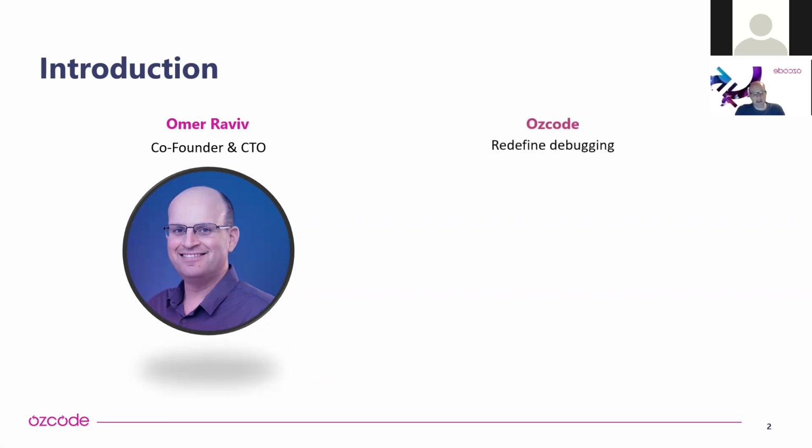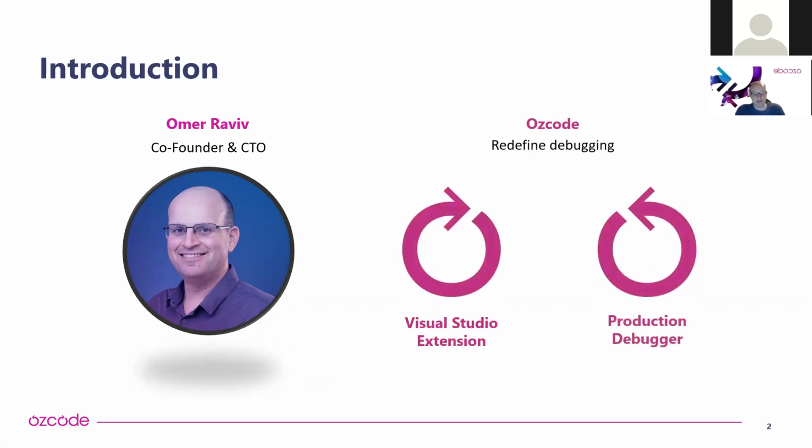So that's me. And Ozcode, as I've mentioned, has two products, the Visual Studio extension and now the Production Debugger. You'll also see us doing some interesting things in terms of making the two work together. This is what we call Production Lens, the intersection between the two products where we bring production information into the IDE.